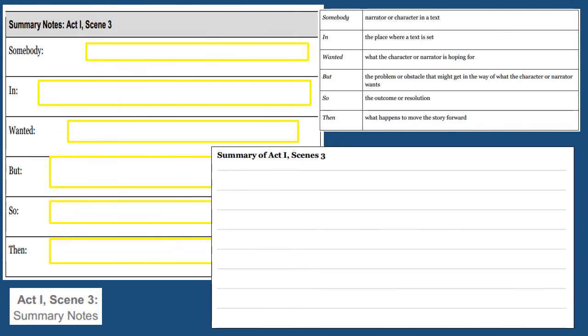So this scene is pretty straightforward. You can go back and listen to it again if you need to, but fill out the summary notes and then write your summary using those notes by putting them in this paragraph form. Good luck.